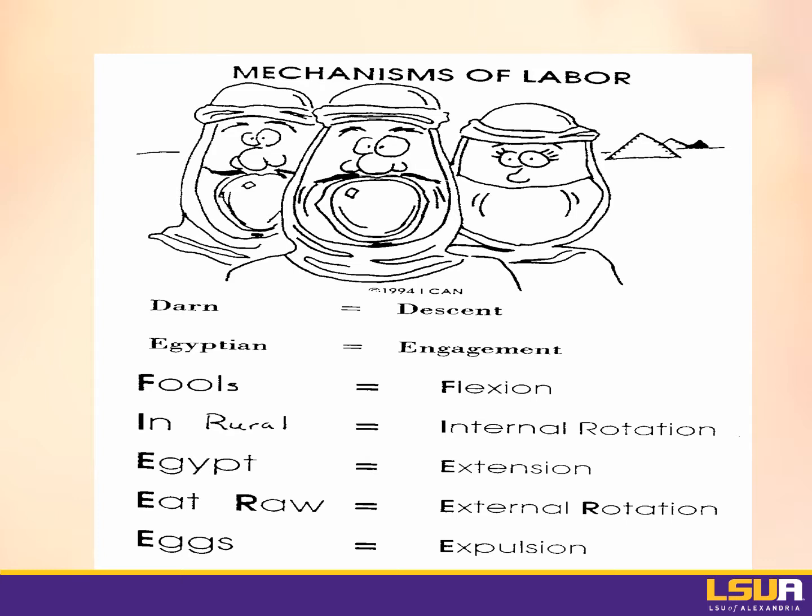Mechanisms of labor. This is just something to help you remember if it helps. Descent, engagement, flexion, internal rotation, extension, external rotation, and expulsion. Darn Egyptian fools in rural Egypt eat raw eggs. The baby has to descend, head gets engaged, a good flexion so that there can be a rotation to get the head in the right spot, extension to push through, external rotation, and expulsion. Just like that little video I showed you guys the other day.